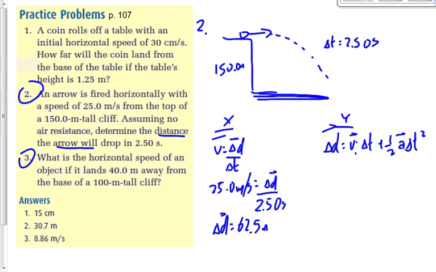Is that what we're looking for? No. Maybe that's helpful to me later on, maybe it's not. No big deal. It's not wrong, it's just not what I'm asked to solve for. All right, y. Do we know what the delta d is for the y component? Do we know how far it falls? 150 meters, isn't it? Okay.